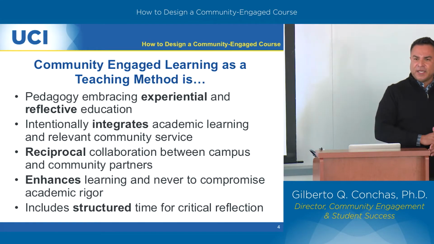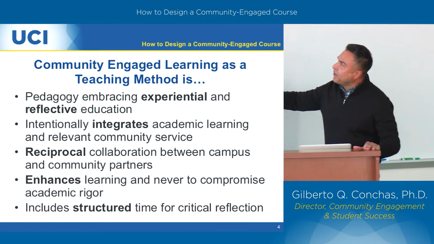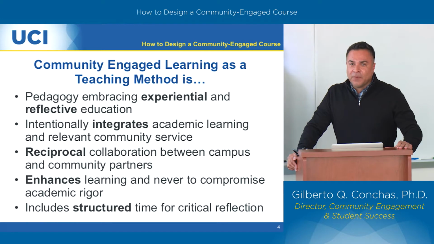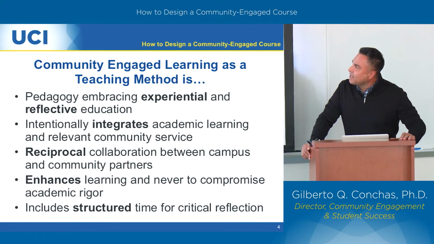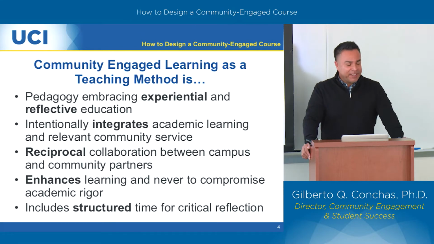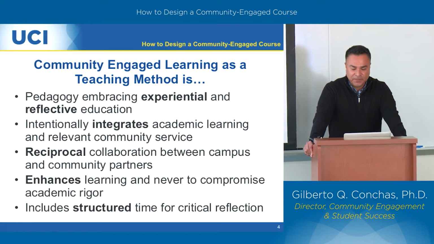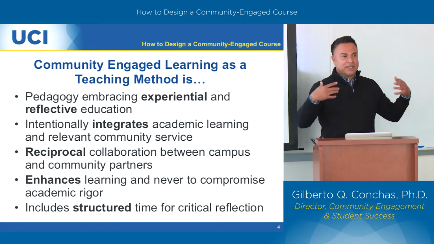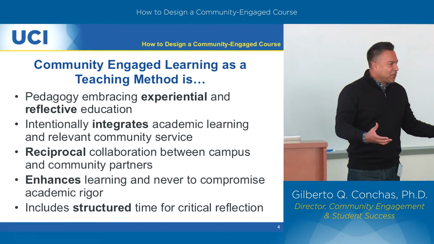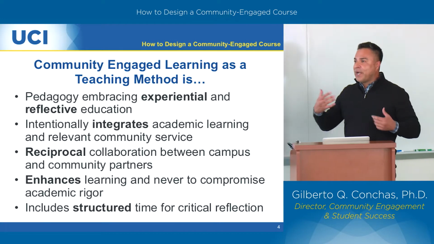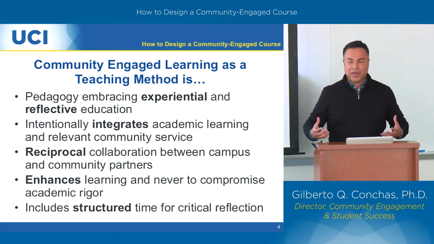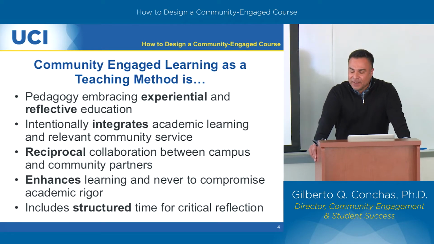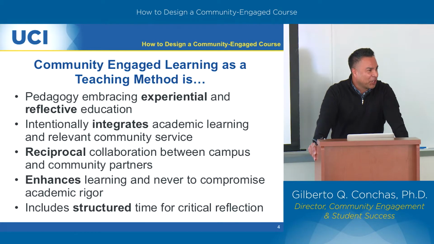So community engaged learning as a teaching method is a pedagogy that embraces experiential and reflective education. And in so doing, it intentionally integrates academic learning and relevant community service. And what's key here is that it's a reciprocal collaboration between campus and community partners. So we don't go in as instructors into the community and say, well, I'm teaching this course of 150 students, here's what I'm doing, and here's what I want them to do. It's a need identified by a community partner. It enhances learning, and the attempt is to never compromise academic rigor. We've heard a lot of people say that this kind of work diminishes the academic rigor that the students learn, but it does not. And it includes a structured time for critical reflection.